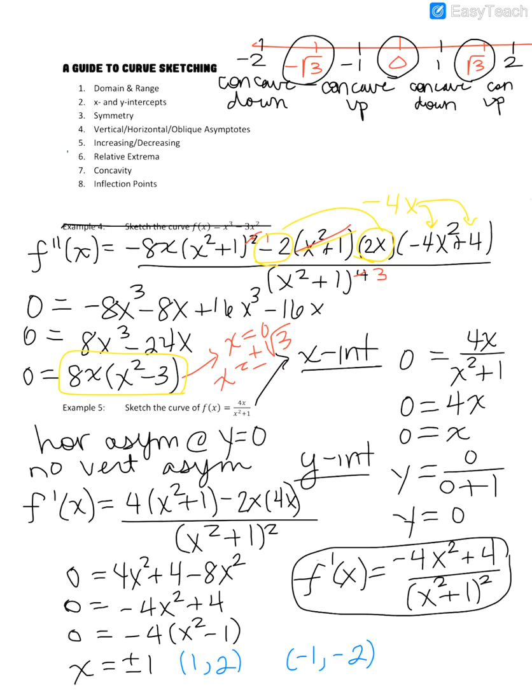All right, let's go back to our 2 extreme values, 1, 2, and -1, -2. And so at 1, 2, remember at 1 up here, it was concave down. So that means this is going to be a max. Okay, at -1, I was concave up, so that means this is going to be a min.